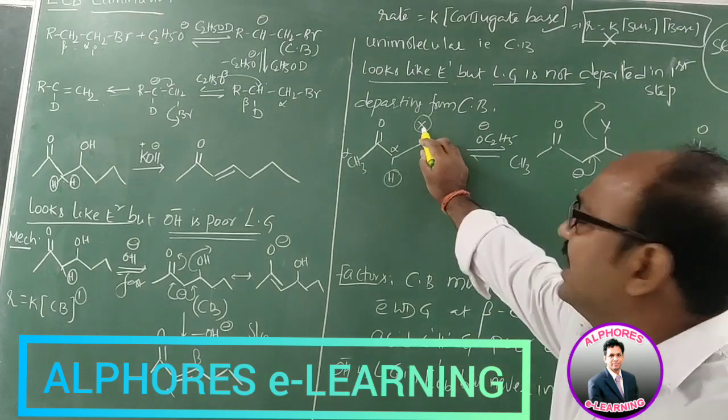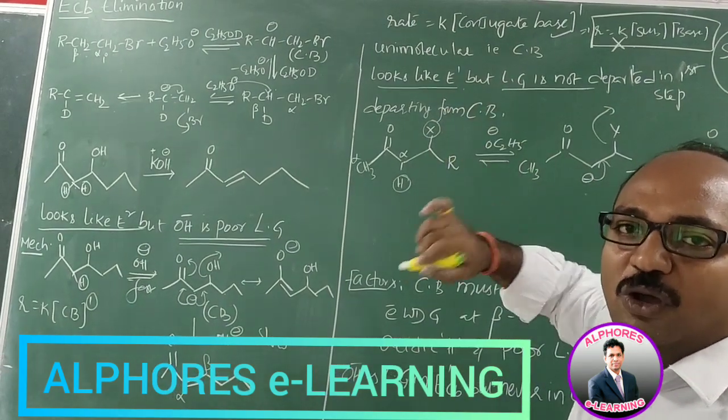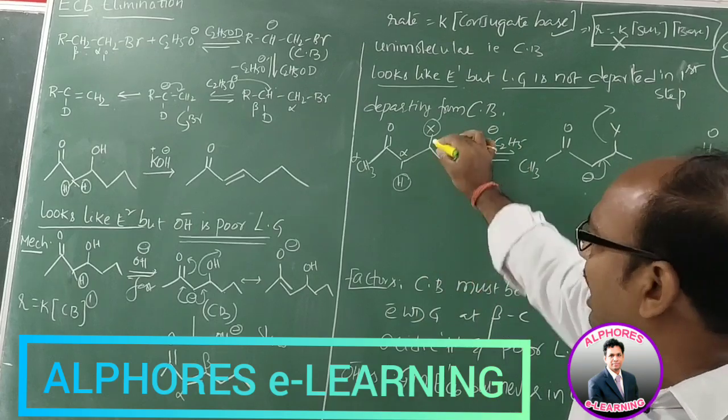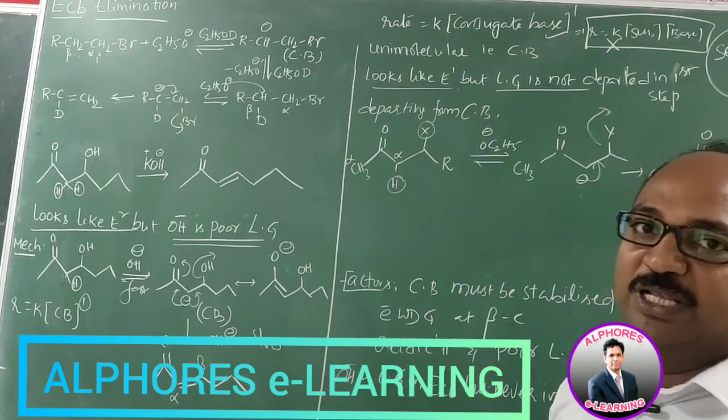Sir, you mentioned that X is fluorine, chlorine, bromine, iodine. So can you explain the rate? What happens if fluorine is there? What happens if iodine is there? Fine.